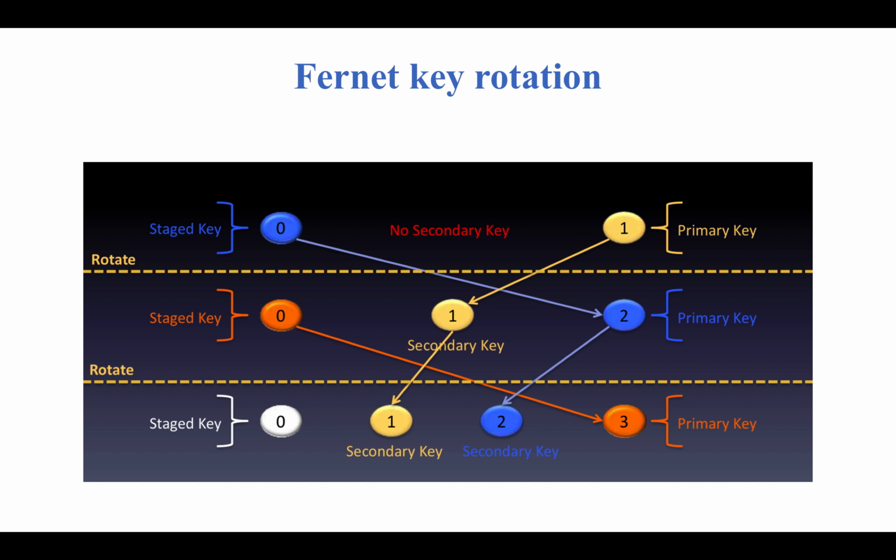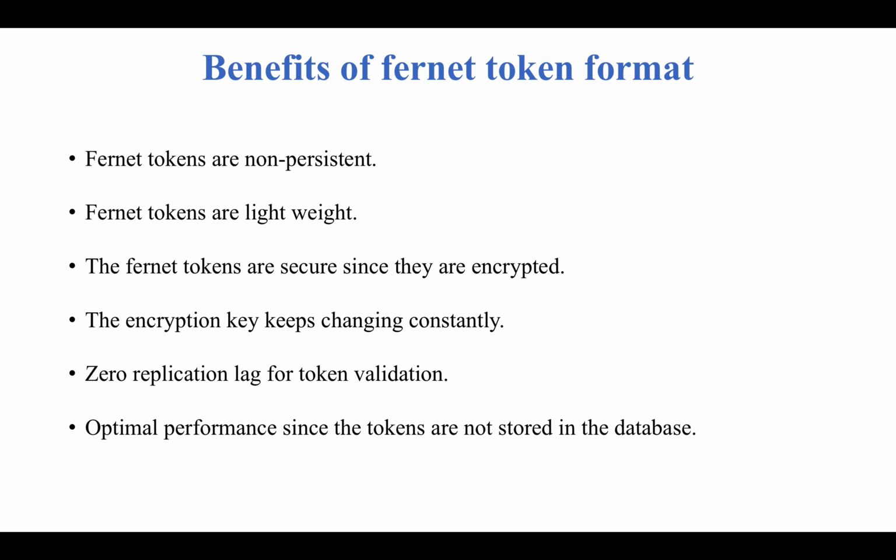Now that we understood the various key files that reside in the key repository, let's look at the key rotation concept. Initially, there are only two keys, that is, the primary key file 1 and the next staging key file 0. After the first round of key rotation happens, the current primary key file 1 will become the new secondary key file 1 and the current staging key file 0 will be the new primary key with file name 2. Another new staging key with file name 0 will be generated. The key rotation concept ensures that the encryption key keeps changing constantly, thus ensuring a highly stable and secure cloud.